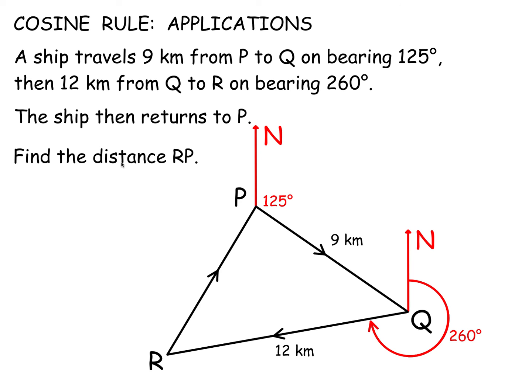And you have to find the distance of the return journey R to P, RP. So you want this line RP. What we've got here is three figure bearings. That is to help you work out missing angles in the triangle. Now you can use either F or Z shapes, corresponding or alternate angles.